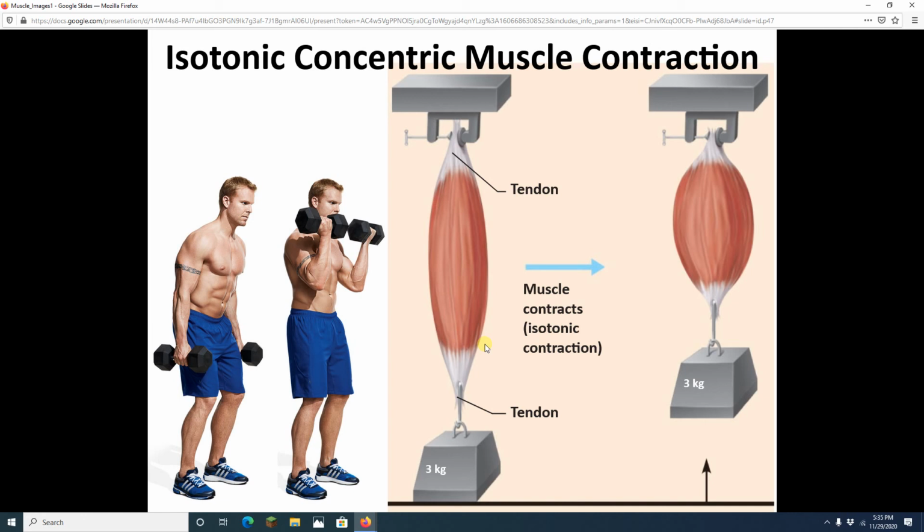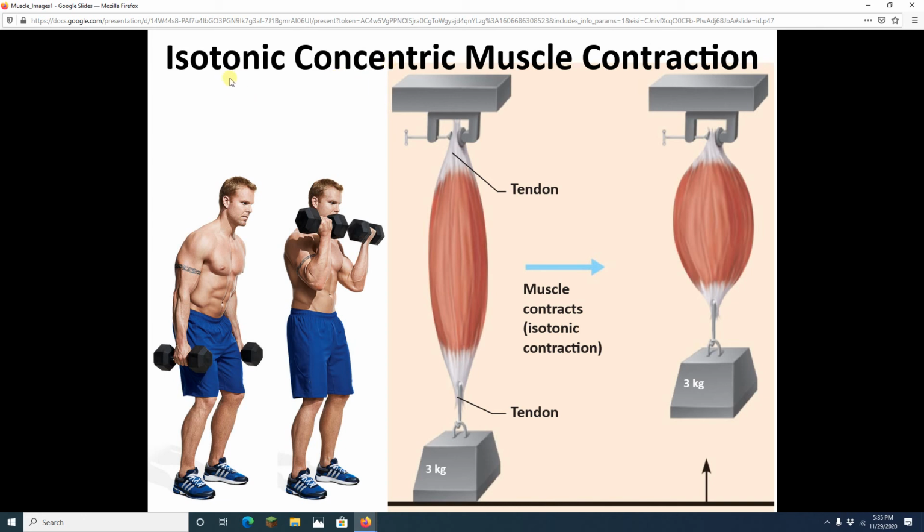We're going to start today by talking about a few different kinds of muscle contractions. If you look at this guy right here, he is doing a basic biceps curl, right? He is flexing both elbows, and he's using his biceps brachii and other muscles to move these weights. This is an example of what's called an isotonic concentric muscle contraction. It's isotonic, concentric. Those are the two words we use to describe it.